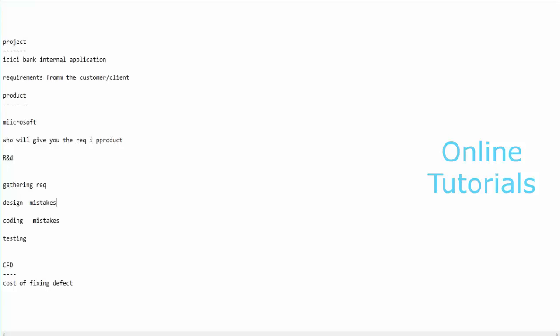Absolutely. Similarly, if the designers designed according to the gathered requirements and made no mistakes, but the BA made some mistake while gathering the requirements, the cost of fixing the defect will be more compared to design mistakes, right?